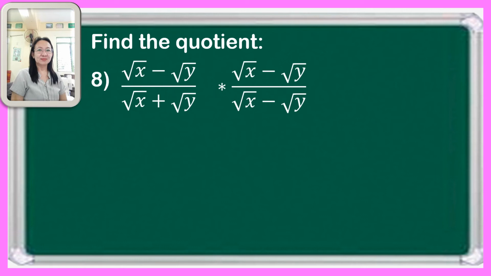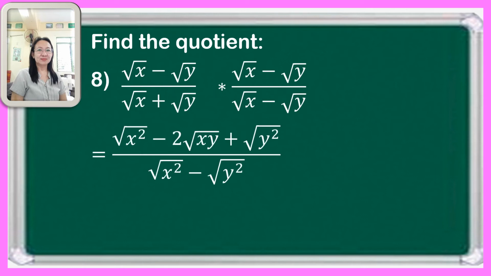So, if we square the square root of x, that is the square root of x squared. And then, 2 times the product of the first and the last term. So, we have negative 2 times the square root of xy. And the square of the last term, which is the square root of y. So, we have the square root of y squared.